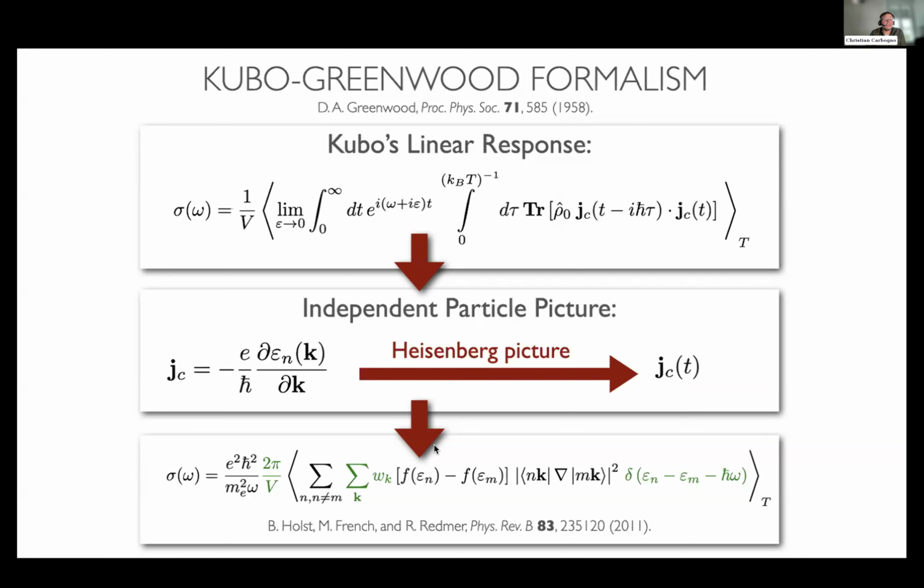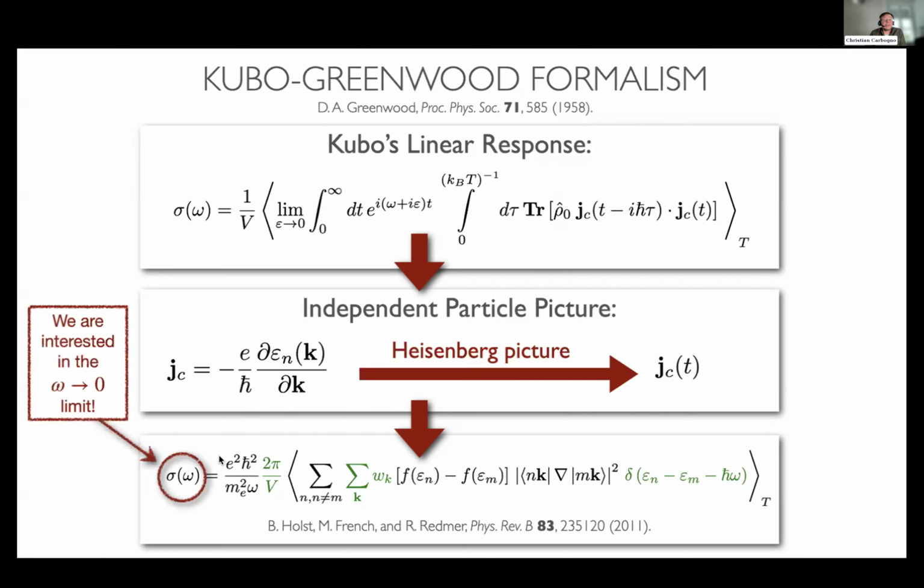This is what these occupation numbers give here. And this has to be evaluated in thermodynamic equilibrium. And most importantly, if we want to calculate transport coefficients, we want the limit of omega equals 0, so without external stimuli, but just in the linear response regime. How does an evaluation of this equation look in practice?